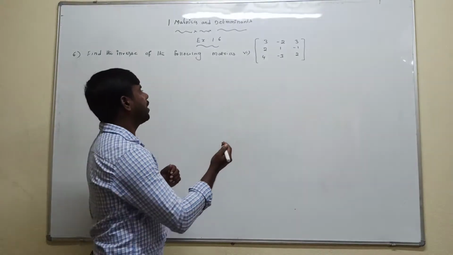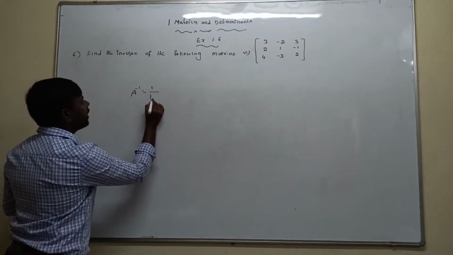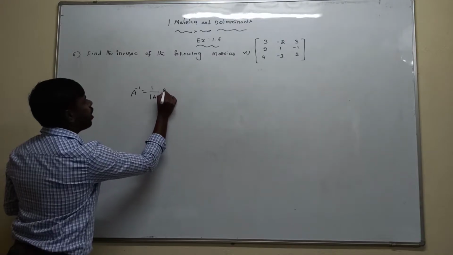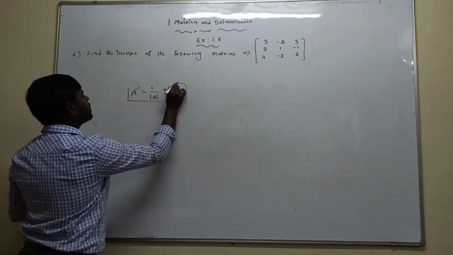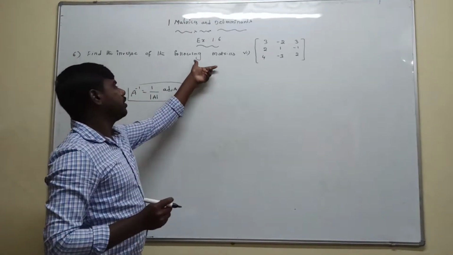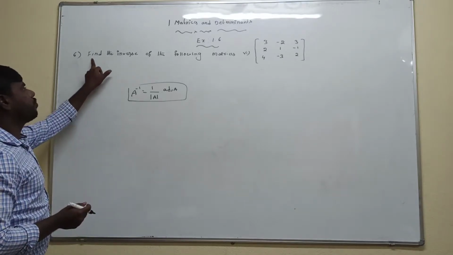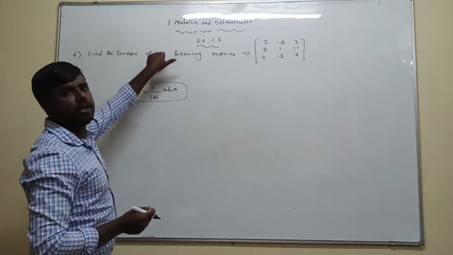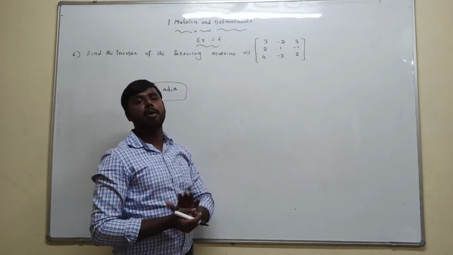Inverse of A is 1 divided by det A into adjoint of A. This is the inverse of the A matrix formula. So see the Roman number 6. What is being asked here is to find the inverse of the given matrix.